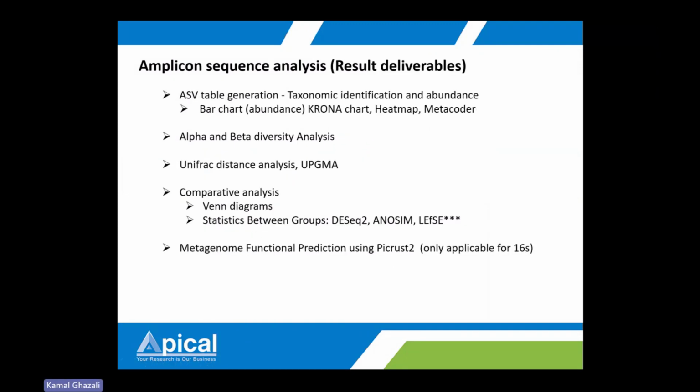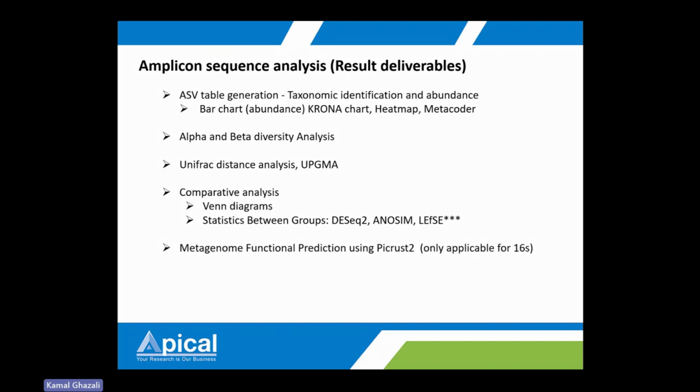Right. For the result deliverables, the data will be analyzed using QIIME2 tools, a BI tool. QIIME2 will analyze using the amplicon sequence variant approach, so the result will be generated as a table. We will look into the result later when we look into our demo report. From this table, we're able to look into the taxonomy identification and also the abundance.